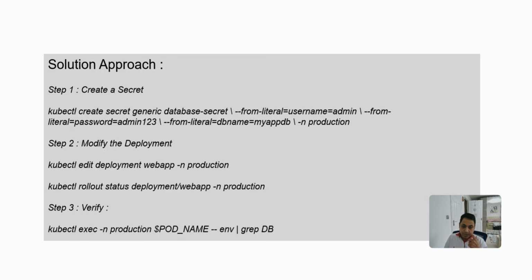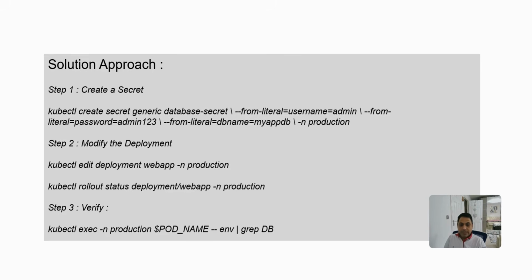From a solution approach perspective, when you see such a question, first you need to create a secret. I have shown here an imperative command to do it, but if you want, you can also use a YAML config file. But I thought going this direction is a time saver, so it's better to follow this approach. As step one you create the secret, the second step is to modify the deployment. We'll see the documentation on how to do it. And the third part is to verify, where you can use a kubectl exec to make sure that whatever values you updated are appearing in your pod.